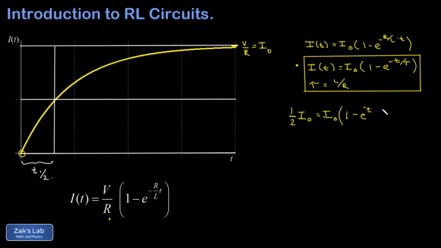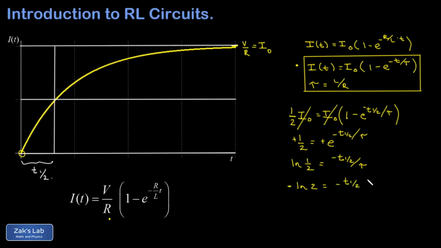So I end up with an e to the negative t 1/2 over tau. Now those max current terms cancel out. I'm going to subtract 1 from both sides, and I get negative 1/2 is equal to negative e to the negative t 1/2 divided by tau. The minus signs cancel at this point, and I can take the natural log of both sides, and I get natural log of 1/2 is equal to negative t 1/2 over tau. Well, 1/2 is just 2 to the negative 1 power, so I can pull the negative 1 out using the properties of logarithms and call this negative natural log 2 is equal to negative t 1/2 over tau.